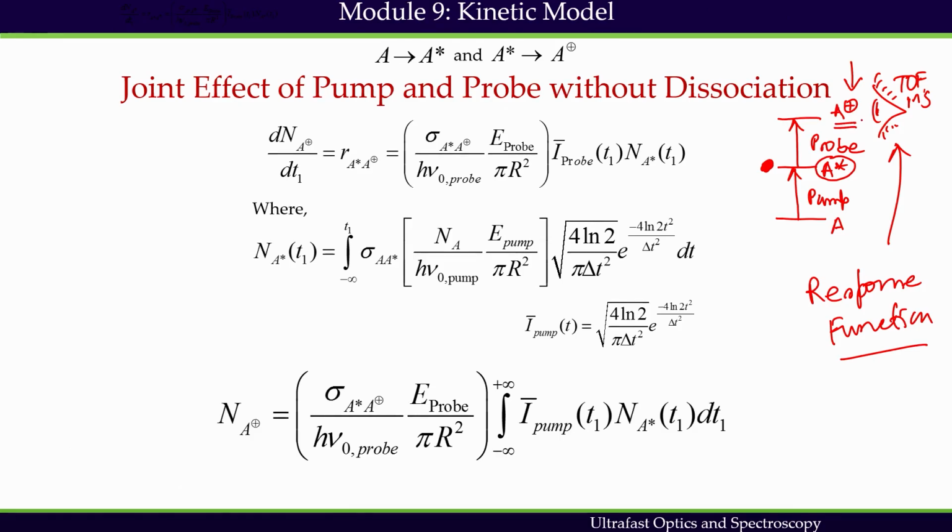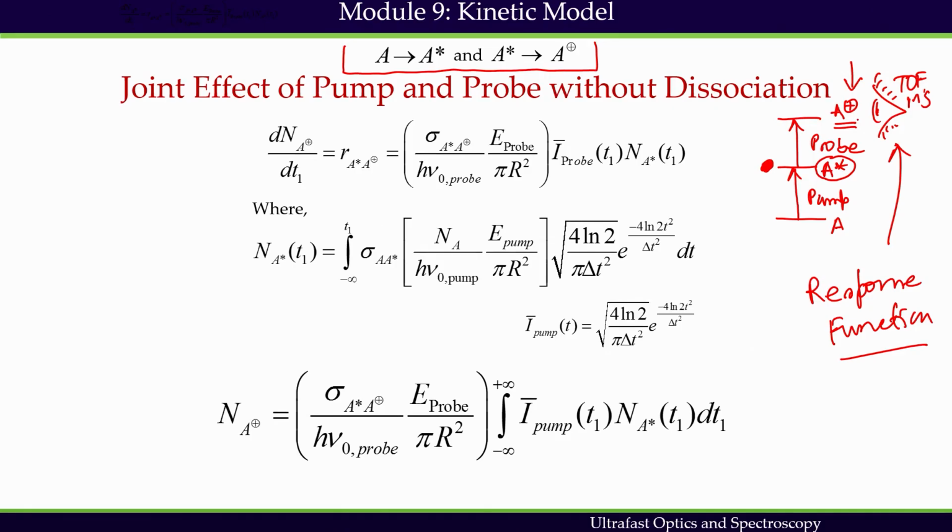However, in this situation, so far we have not included the dissociation part. We are saying that let us assume that molecules are excited to the excited state, and the moment they are excited, they will stay there, and then the probe pulse can come and ionize those excited molecules and produce A plus, and we are going to observe A plus.